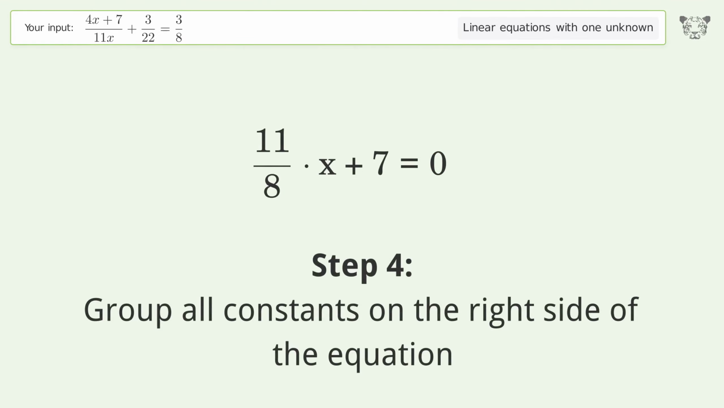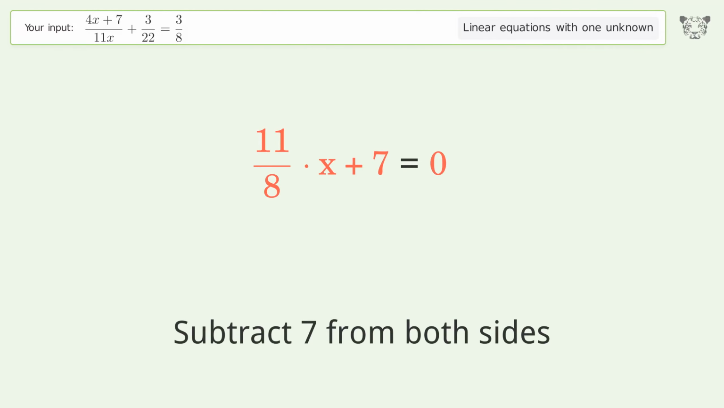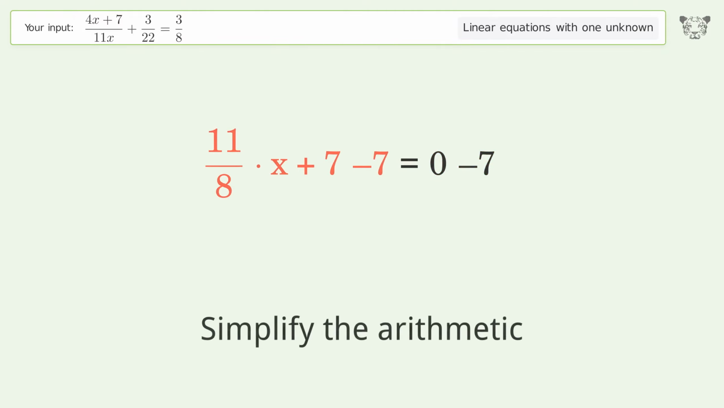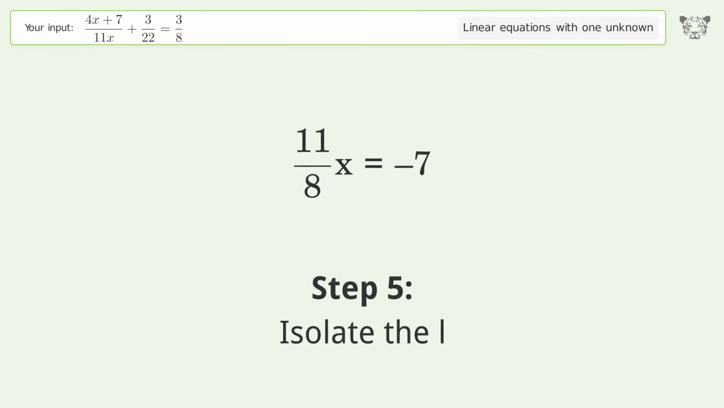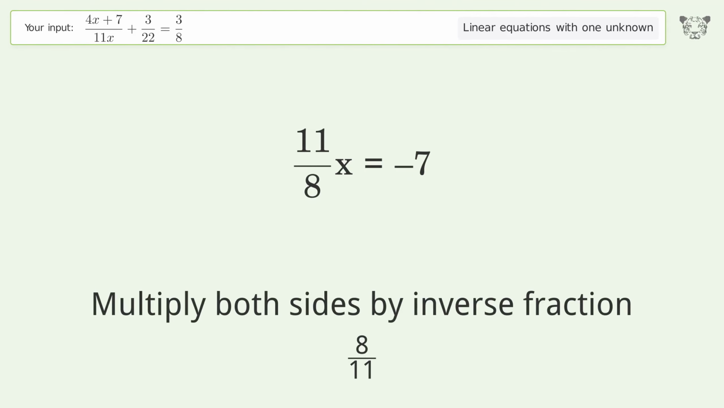Group all constants on the right side of the equation. Subtract 7 from both sides. Simplify the arithmetic. Isolate the L. Multiply both sides by the inverse fraction, 8 over 11.